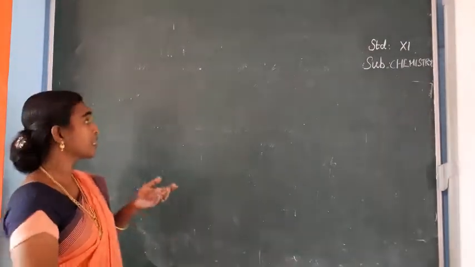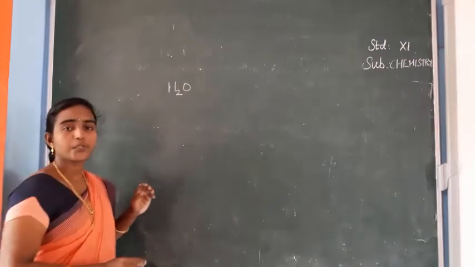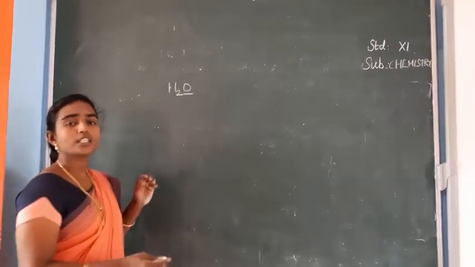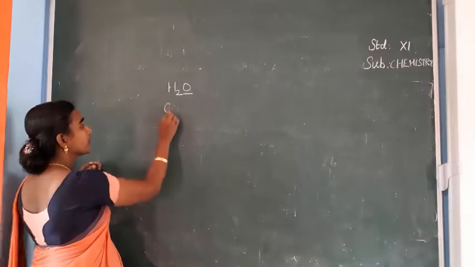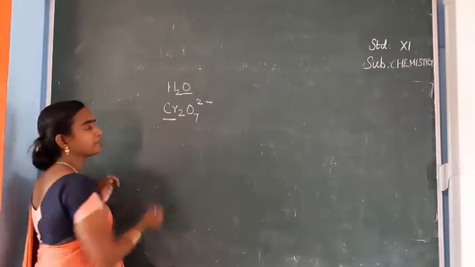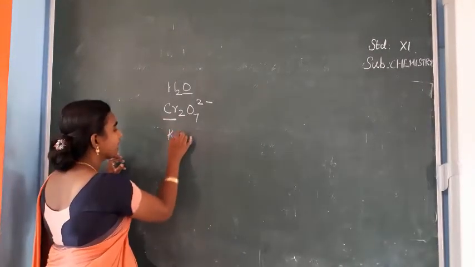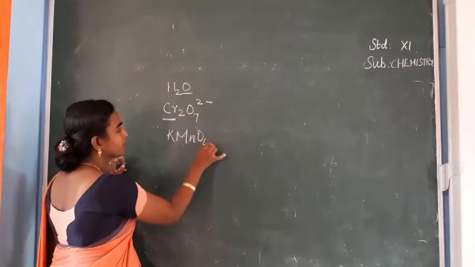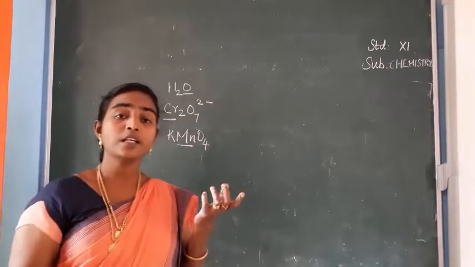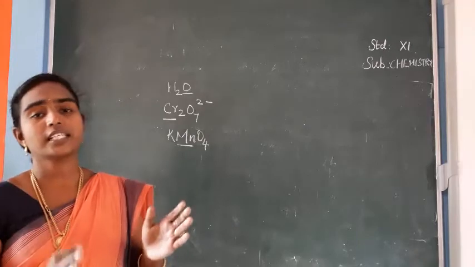For example, consider H2O. Question will be, so I have underlined oxygen here. Then one more, Cr2O7 2 minus here. Next time maybe KMnO4. Question will be, so I have given only 3 examples. Some examples are also given in the book. You have to refer to that also.